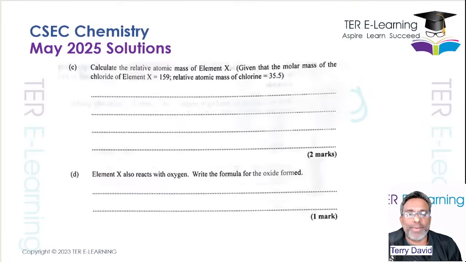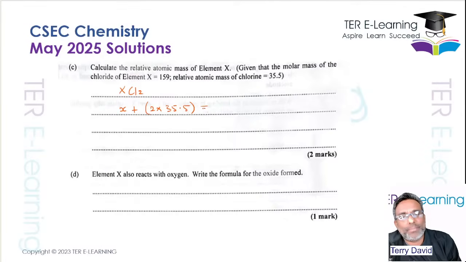All right, what else do we have here? They want us to calculate the relative atomic mass of X. Now this question seems very familiar to me, so this could be a repeat wholesale. Calculate the relative atomic mass of X given that the molar mass of the chloride is 159. Remember, the formula is XCl2. X, we don't know what it is, so let's call that X, plus 2 chlorine, so this is going to be 2 by 35.5.